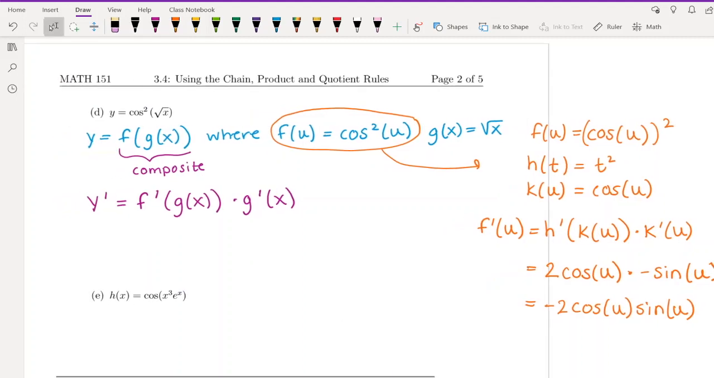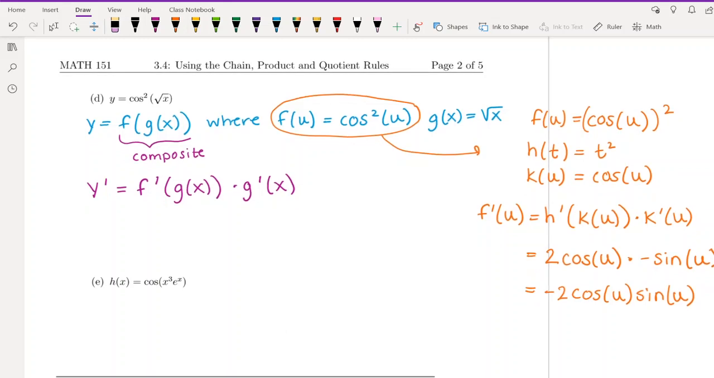But remember, we were not looking for f prime of u. We were looking for f prime of g of x. So now that we have that derivative, we need to put g of x back inside. And so altogether, that's going to give us the same thing that we had written down over there, but we're going to now put the square root back in.